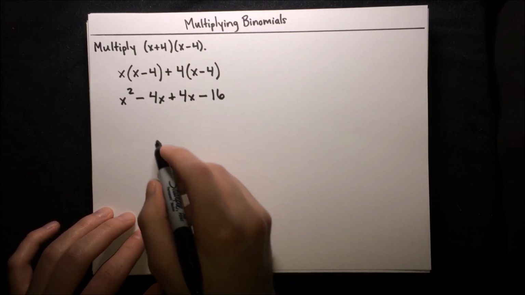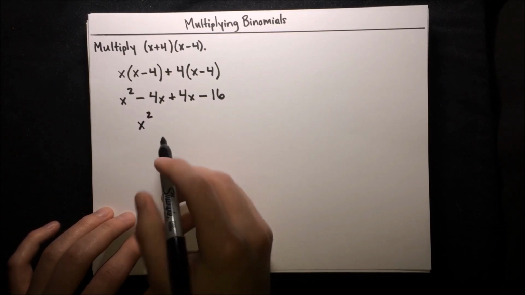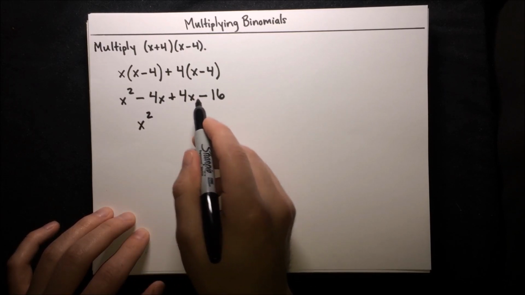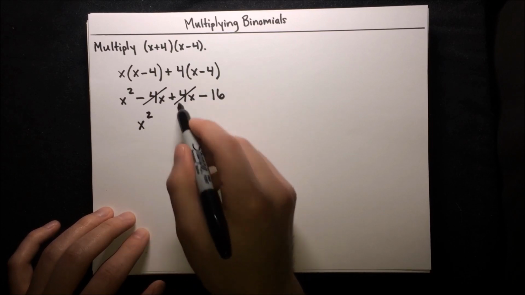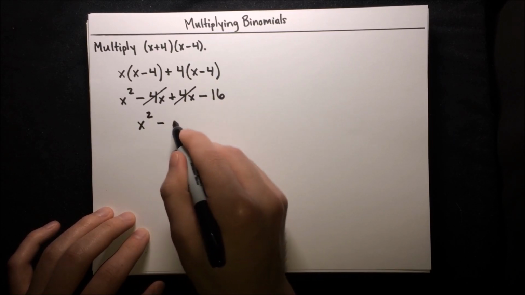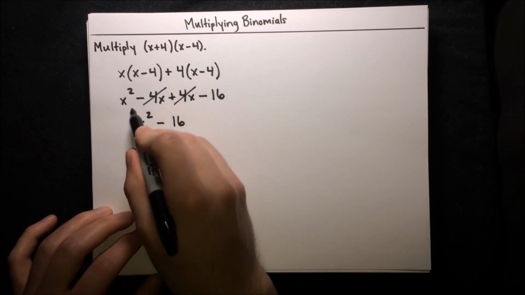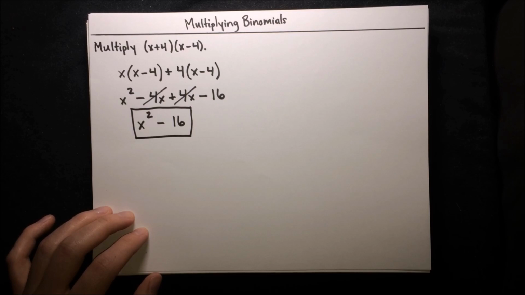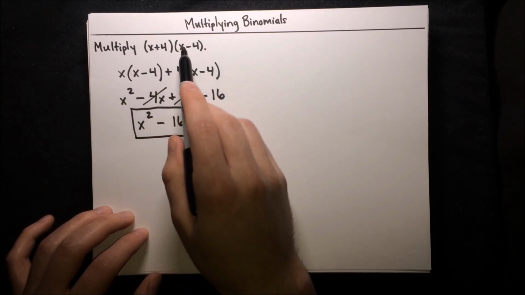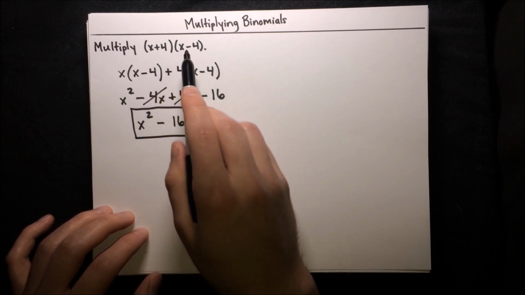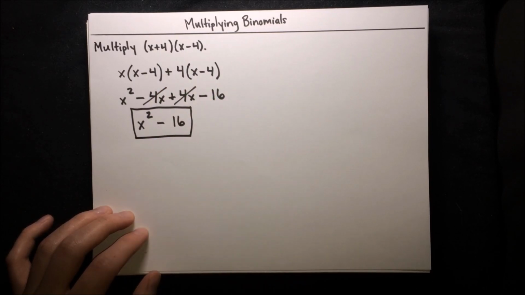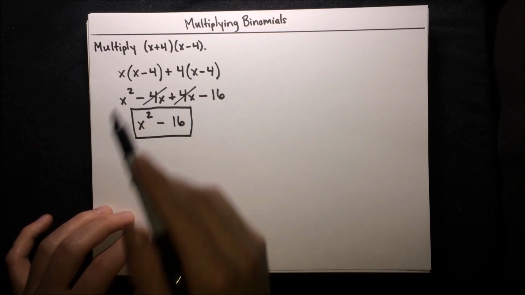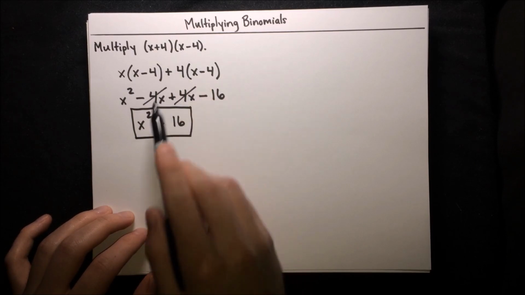Combine like terms, we get x squared, and this minus 4x plus 4x, these cancel each other out. They go to 0, so just x squared minus 16. And there's our result. Do you notice anything peculiar about this result? Well, it's exactly what we get if we just multiply x times x to get x squared and 4 times negative 4 to get negative 16. Of course, we know that's not the correct way to multiply binomials in general, but for some special kinds of products like this, it does work out.